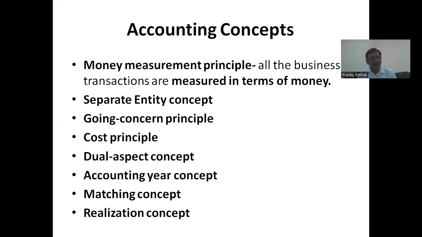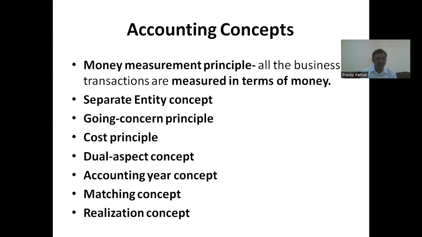The next point is the separate entity concept. In terms of accounting, the business owner and the business itself, they are 2 different entities. You see, for example, if I create a business, ABC Company Limited, you will think that myself and my company ABC Limited, we both are the same. But the accounting principle says that I am different and ABC company is different. So in case I have put up a certain capital amount in this company, the company owes that much amount to me, considering me to be an outsider. So this is the separate entity concept.